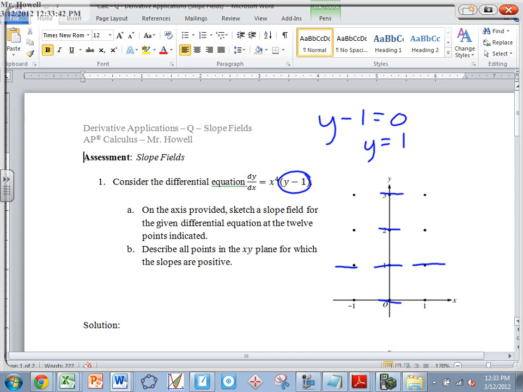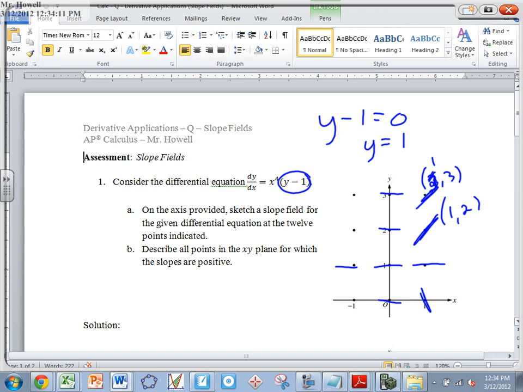So if I plug in a value up here, for example the point, whoops, not 2, 1, comma 3: 1 to the 4th is positive, 3 minus 1 is positive, so this is going to be positive. Then I plug in the point here, 1, comma 2. 1 to the 4th is positive, 2 minus 1 is positive, also positive. Down here, negative. Over here, negative.